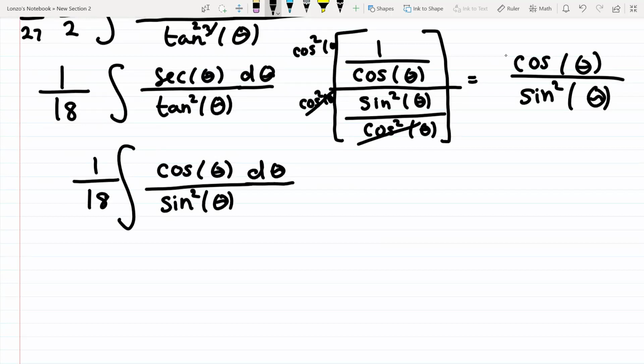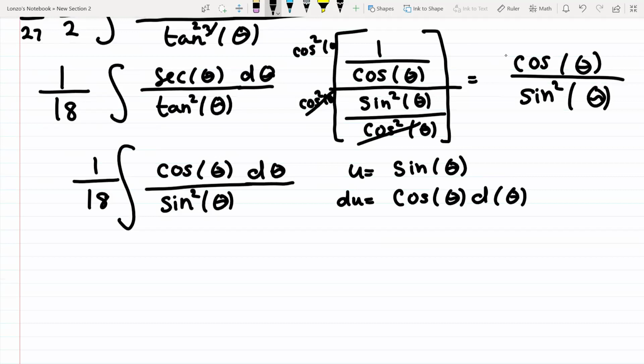Okay, so how do we integrate cosine theta over sine squared theta d theta? Well, what do we know? We can do u substitution, right? So what should I use for my u? Maybe I can use u as sine theta. So du would be positive cosine theta d theta, right? So that works out just nicely. So this would be u squared, and then you replace cosine theta d theta with du.